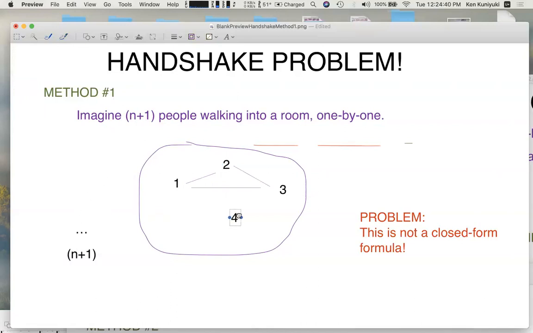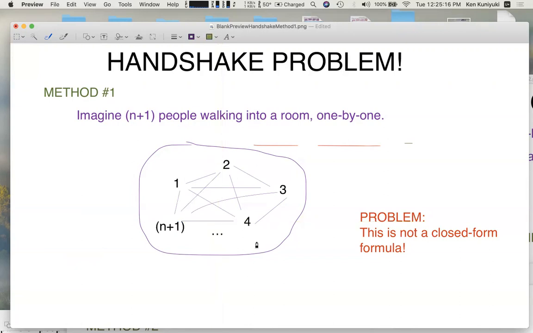Then person 4 comes in, shakes hands with person number 1, person number 2, person number 3. And so on and so forth. And then person number n+1 comes in. You can imagine them wearing jerseys with the number on them, right? Person n+1 comes in and shakes hands with the other n people in the room. 1, 2, 3, 4, and so forth.